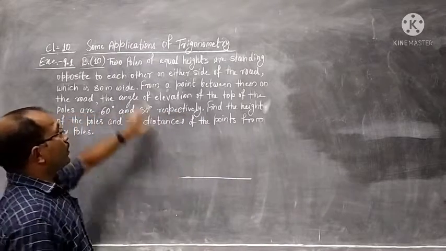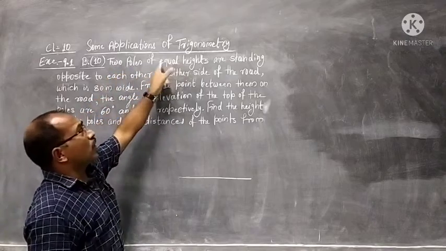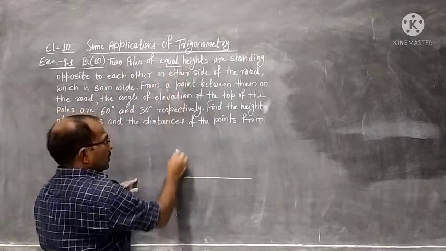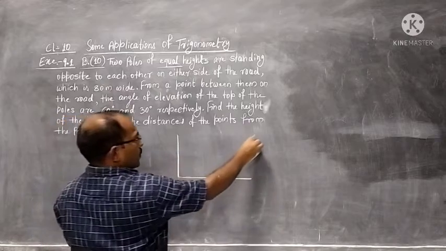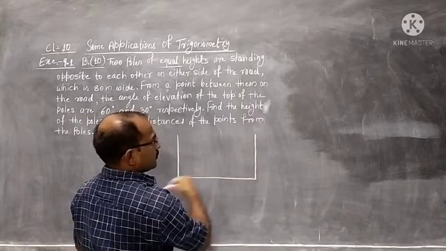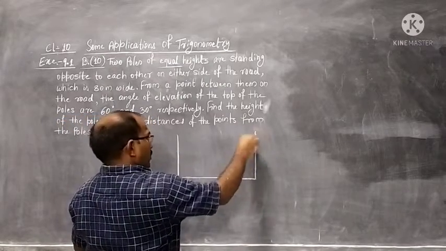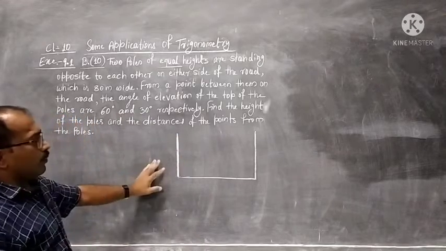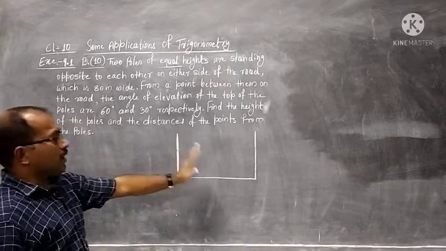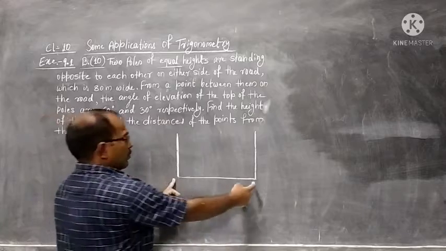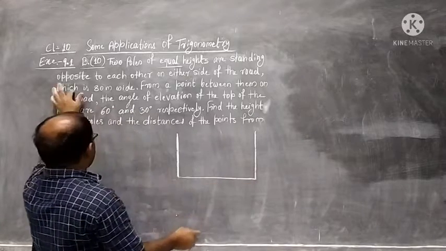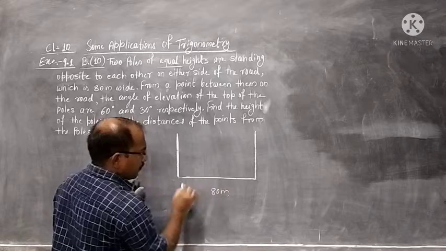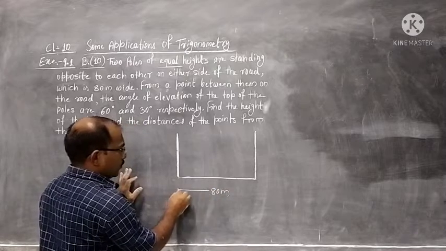Two poles are standing. How are those two poles? Of equal heights. That means these two poles are of equal heights. Okay. So reading that first sentence, we come to know two equal poles are standing on either side of the road. This is the road, which is 80 meter wide. So the road is 80 meter. This is the width of the road.